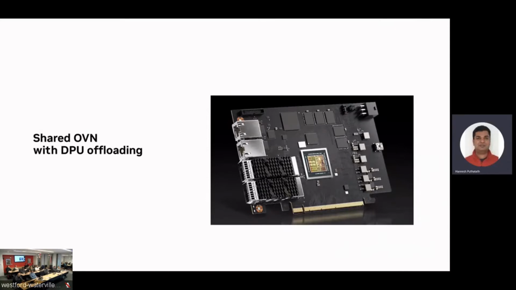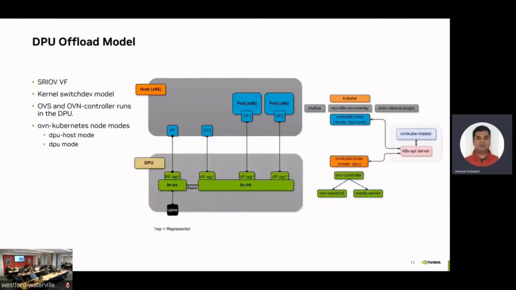A data path view of an individual node with a DPU looks like this. We use SR-IOV virtual functions inside the pod. The OVN-Kubernetes management port in the host is also a virtual function. The DPU follows the kernel switchdev model, and every VF or PF netdevice on the host has a corresponding representor netdevice on the DPU. OVS and OVN are running in the DPU and create normal integration and external OVS bridges. The VF representor ports are connected to the integration bridge.